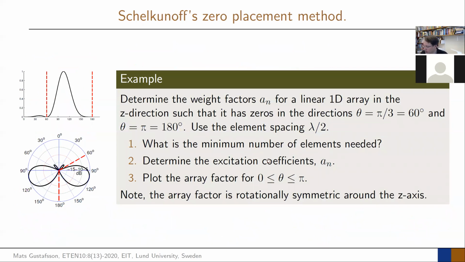And how do we do it in practice if we would like to do this? So let's look at one example here. So again, we have this linear array, one-dimensional array, and we should construct a radiation pattern that has zeros at 60 degrees and at 180 degrees. And we have lambda over 2 element spacing. So we have 2 zeros. The first question here is, how many elements do we need? And what we just saw is that we need one more element than we have zeros. That is what we need to specify. Then we're going to determine the excitation coefficients and plot the array factor.